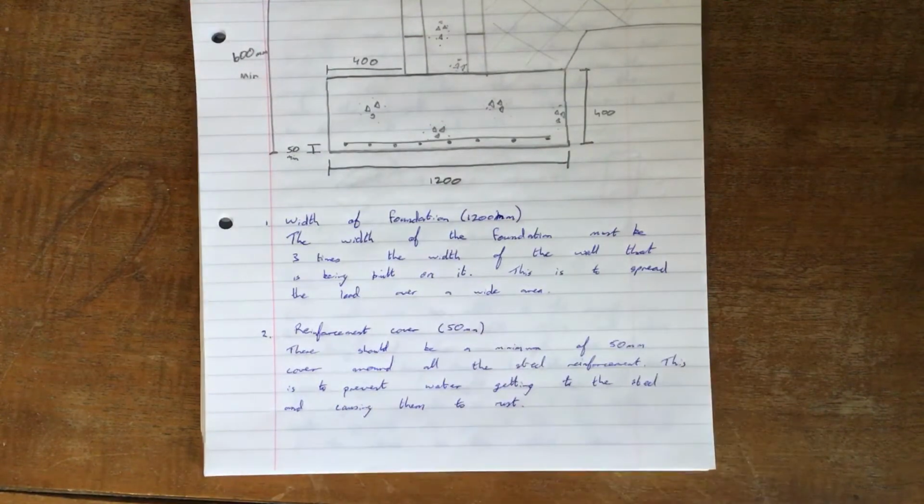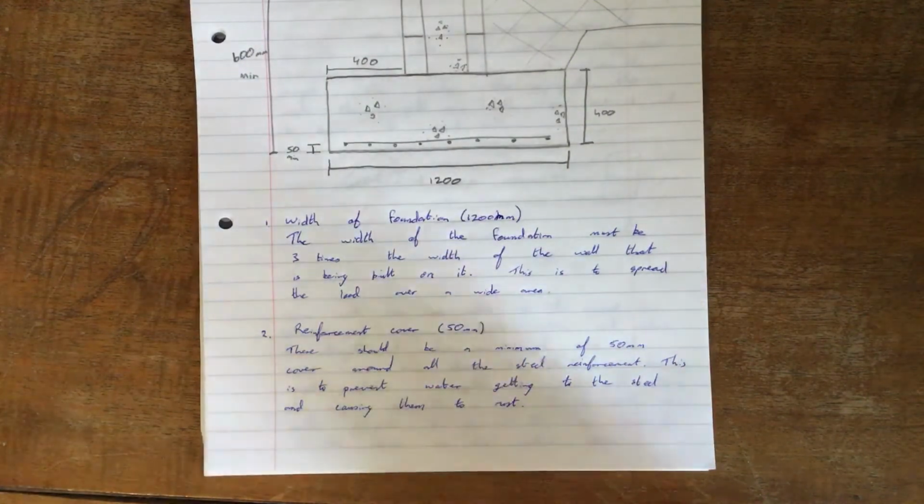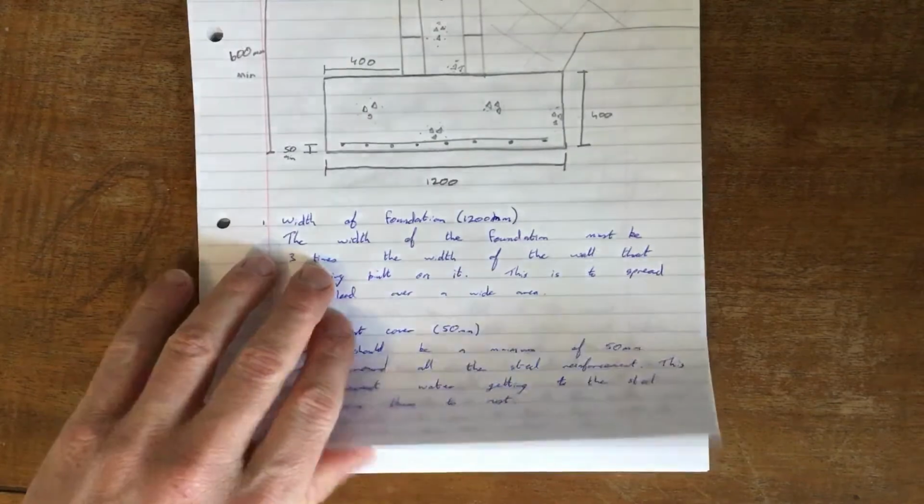The reinforcement cover of 50 millimeters. There should be a minimum of 50 millimeter cover around the steel reinforcement. Why? This is to prevent water getting to the steel and causing it to rust. What happens when it rusts? It expands, and it could cause your foundation to weaken.